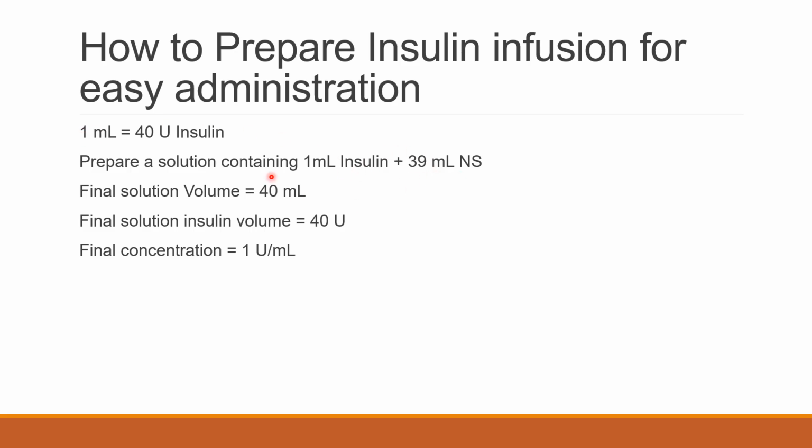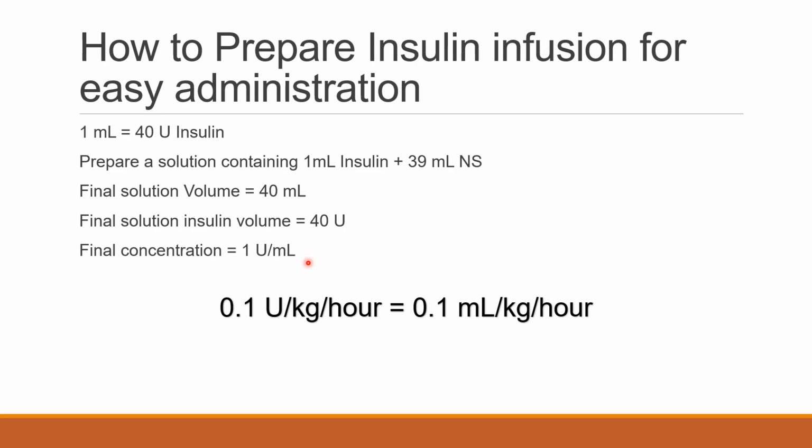So now in this total solution, what is the total volume? 1 ml plus 39 ml is 40 ml. What is the total amount of insulin? 40 units, that is 1 ml. So now our final solution is 40 ml volume with 40 units of insulin. So what is the final concentration? 1 unit per ml. So basically we have equalized the ml to unit. So when we want to give 0.1 unit per kg per hour of insulin, what we have to basically do is give 0.1 ml per kg per hour, because now unit and ml have been equalized in this solution.